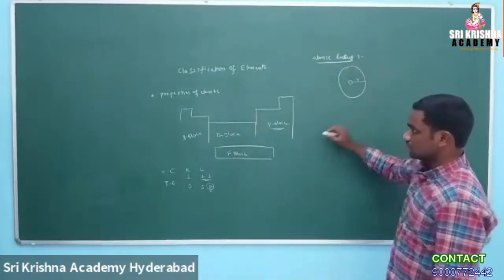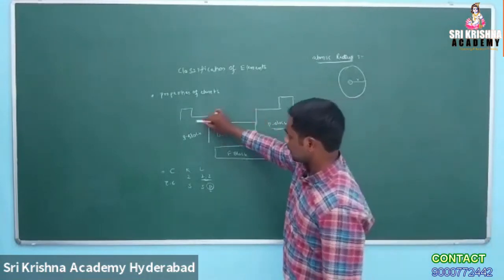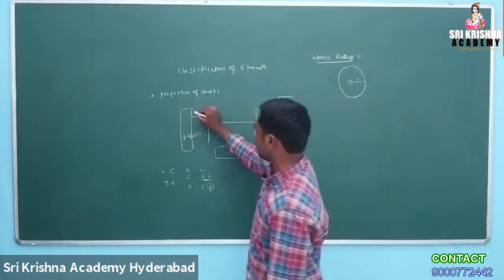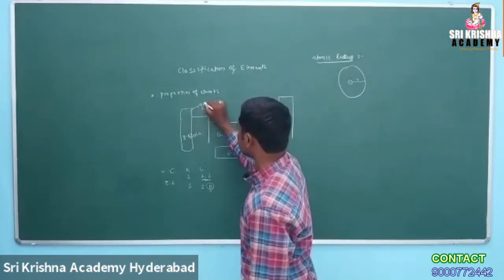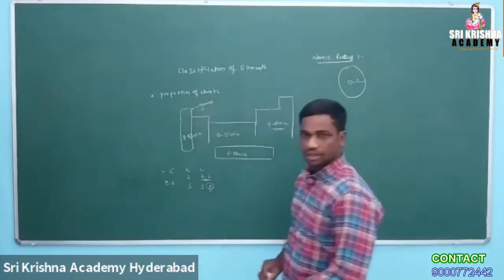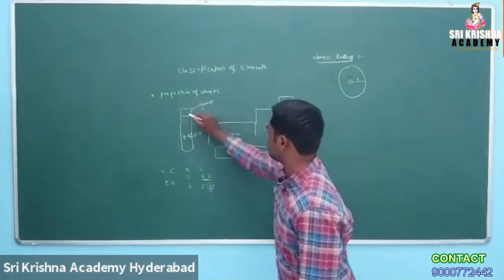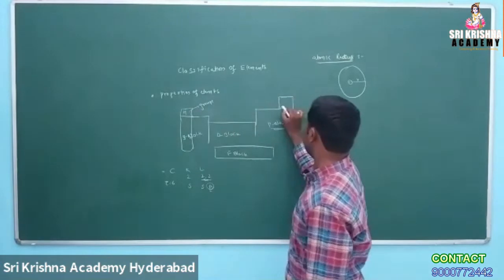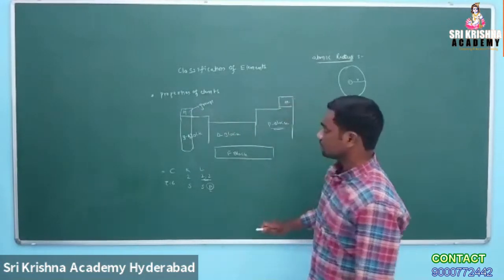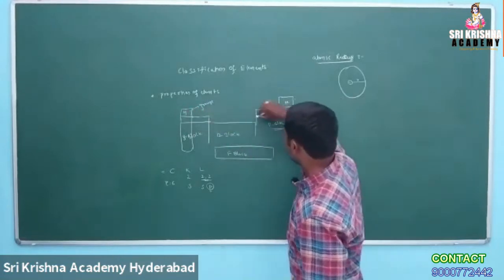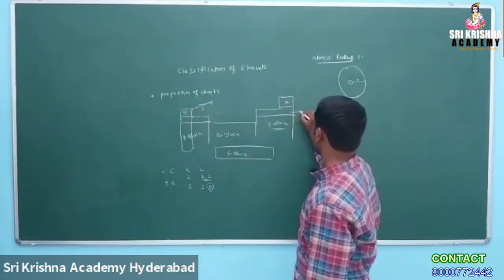In the periodic table, the vertical columns are called groups, and the horizontal columns are called periods. Here hydrogen is present in the s-block, and helium is present in the p-block.